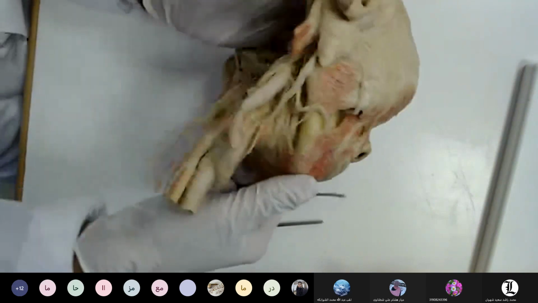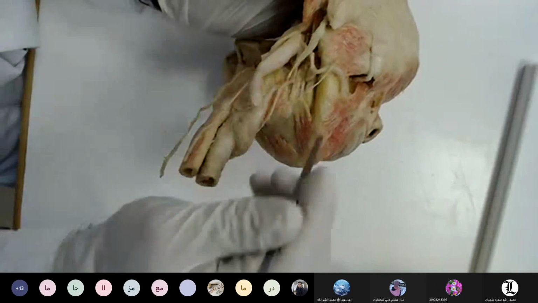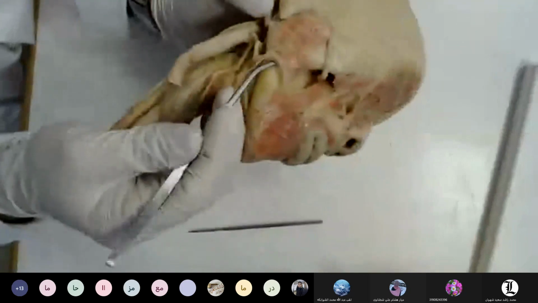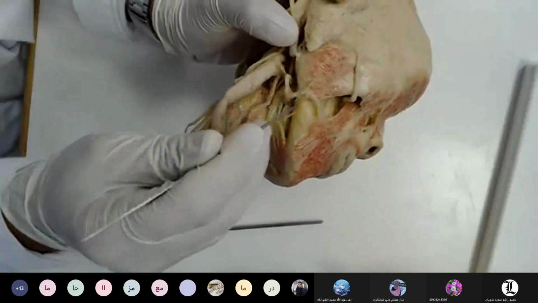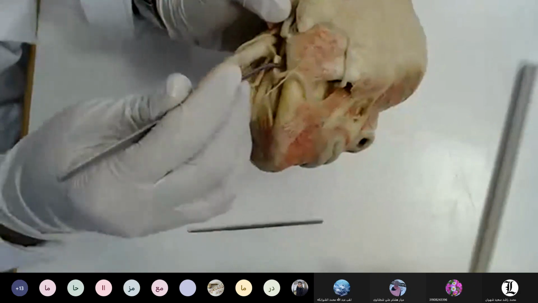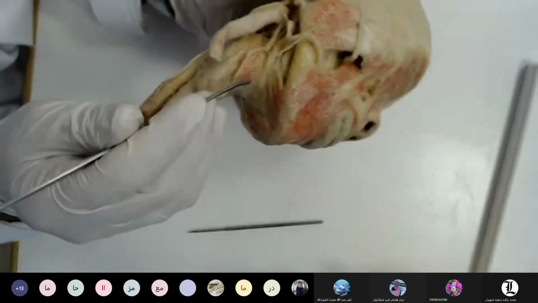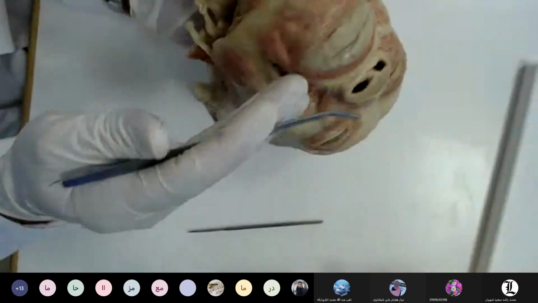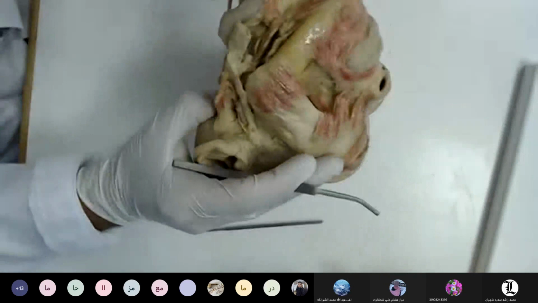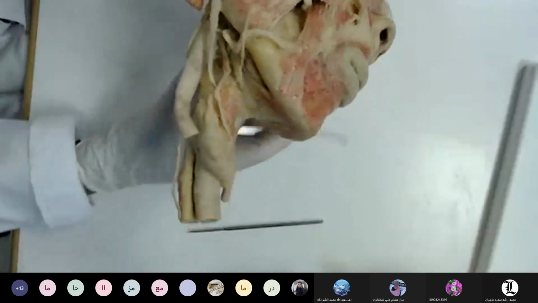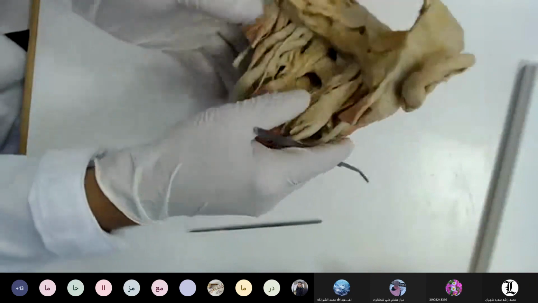Okay, so look at it here, guys. To the facial artery here. This is the facial artery, which is tortuous in nature. And facial nerve. Okay.